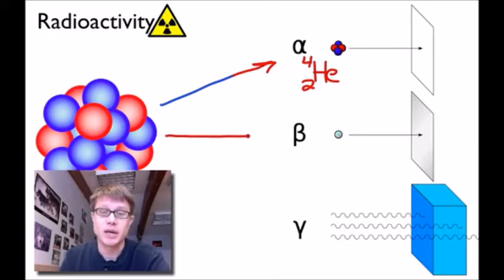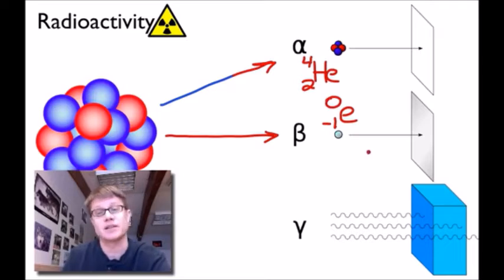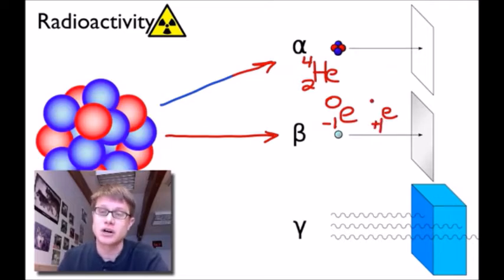Next type is called beta decay. Beta decay is an electron, essentially. An electron has a -1 charge and it has no mass. And so that's beta decay. There's another type of beta decay, and it's weird to write an electron, but it has a positive charge and it also has 0 mass. And so we refer to that as a positive electron, or a positron. Beta decay would be stopped by aluminum foil.